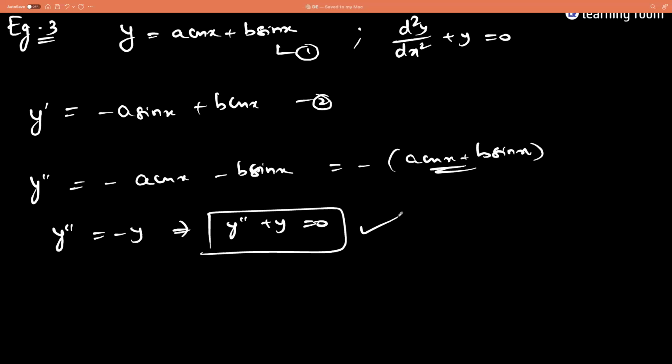Or see, if you don't get this idea, you can again take LHS. In the place of d square y by dx square, substitute minus a cos x minus b sin x. In the place of y, substitute a cos x plus b sin x, and they will get cancelled. Right?